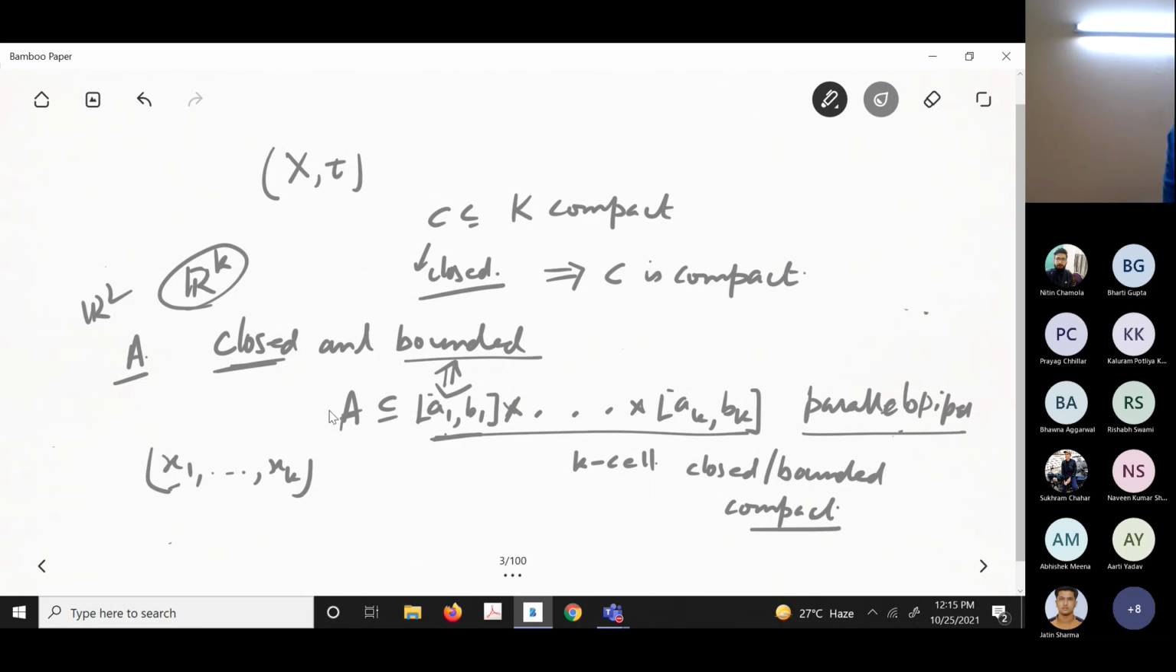Now if A is closed, A will be a closed subset of a compact set. I will use this result, so A will be compact. So ultimately it boils down to proving this: the k-cell is compact. That I called F here. Definition 5.3.